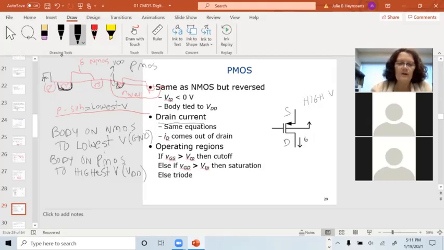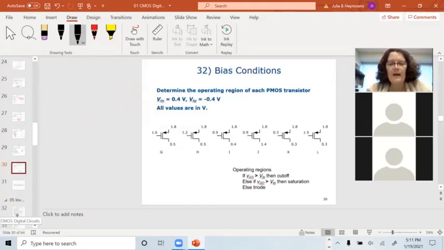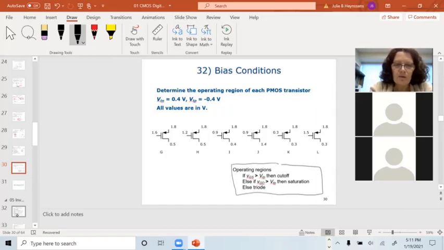The operating region, we've gone through the algorithm already and I'm running out of time. And the bias conditions, if you follow these little algorithms, write them down on your note sheet, it will help you, especially if you can find the body, the drain, the source, and the gate. For PMOS, just remember the gate's here, source goes up, or the source is where the little arrow is, and the drain goes down. And you could figure out all those operating regions.